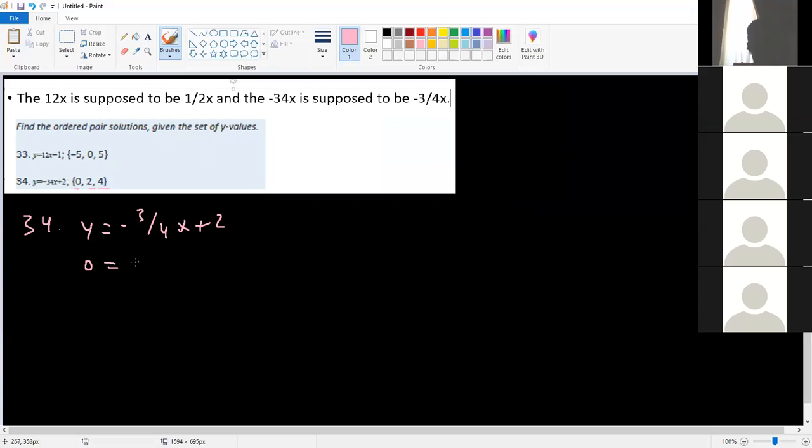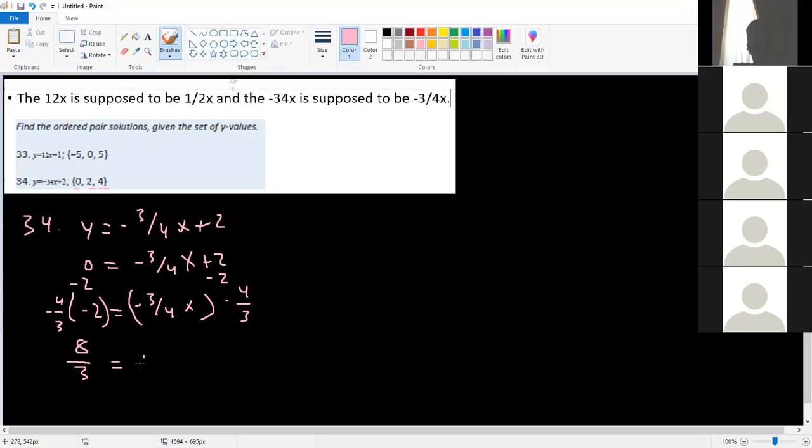0 equals negative 3 over 4 x plus 2. Subtract 2 from both sides. Negative 2 equals negative 3 over 4x. We multiply by the reciprocal. Reciprocal is negative 4 over 3. Negative 4 times negative 2 is 8. 8 divided by 3 is 8 over 3. So 8 over 3 equals x. Our ordered pair is 8 over 3, 0.